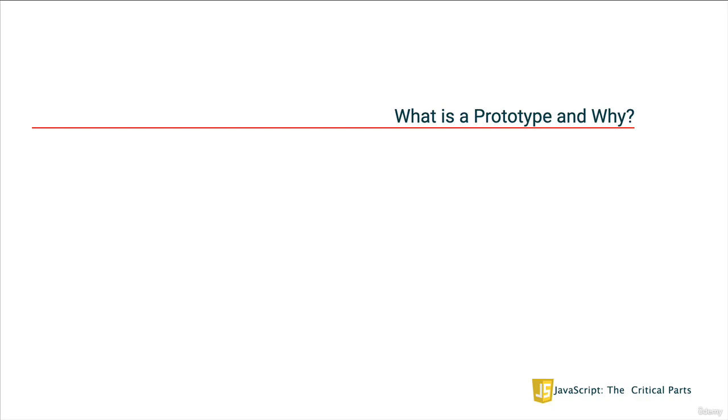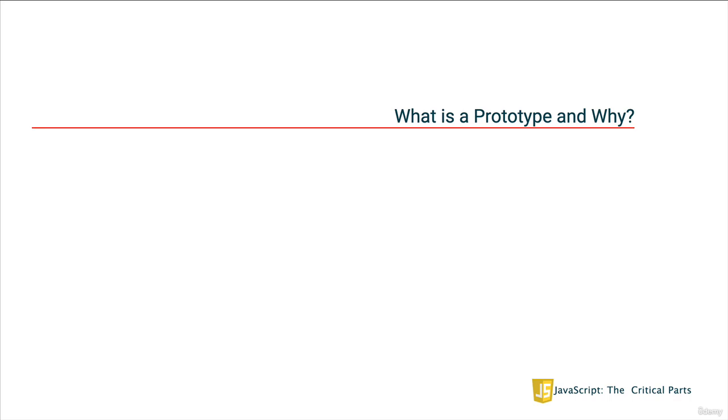As we dive into prototypes, we first need to talk about what a prototype is and why it is important. So first, what is a prototype? Now, almost every JavaScript object has a second object associated with it. That second object is called the prototype object. And the JavaScript object can borrow properties from that prototype object.